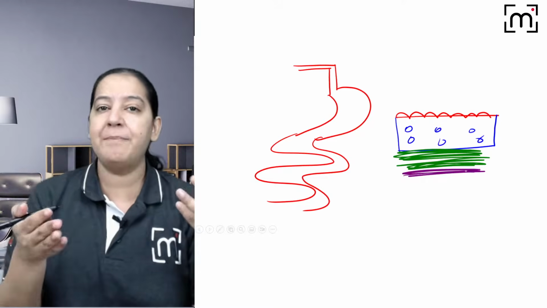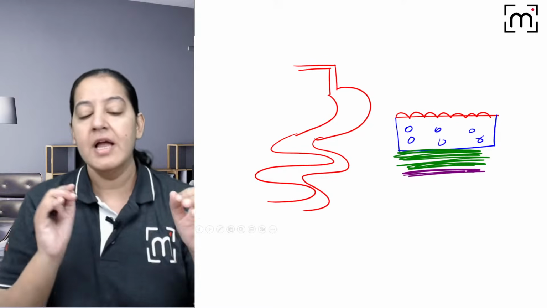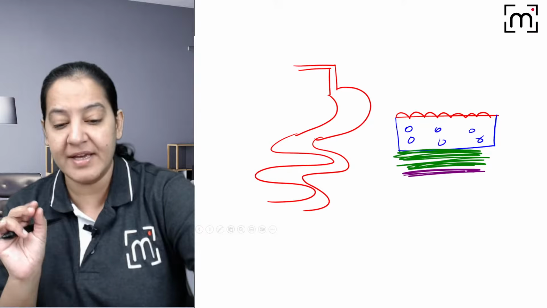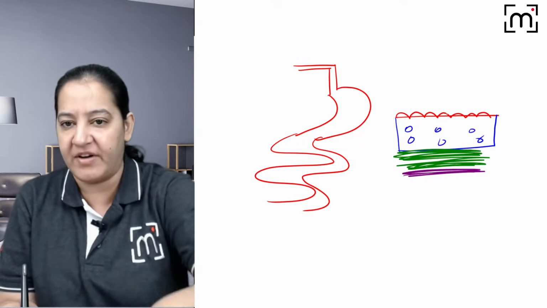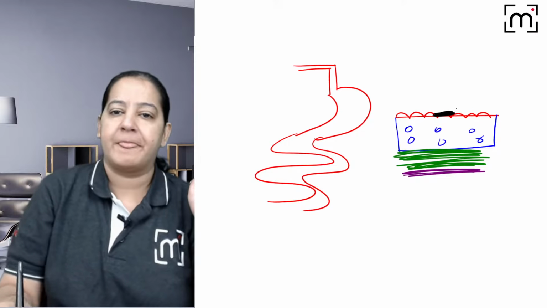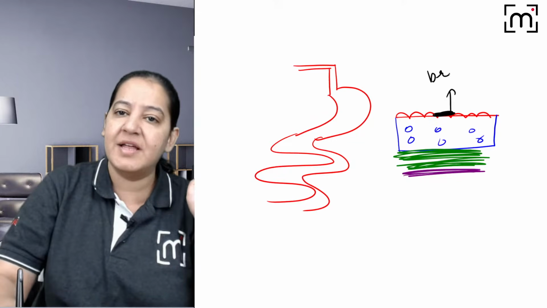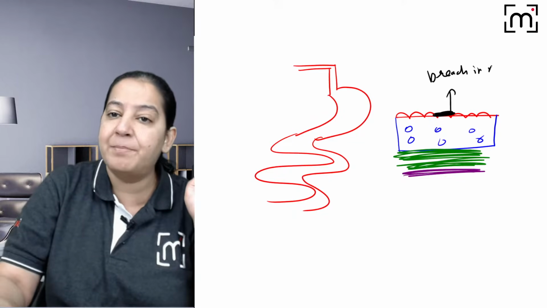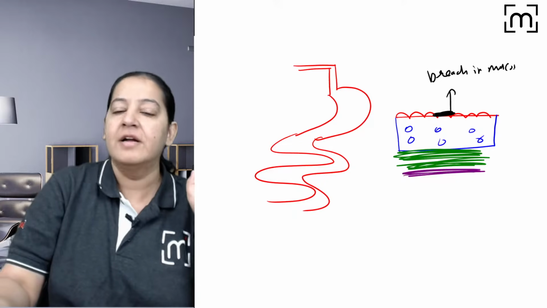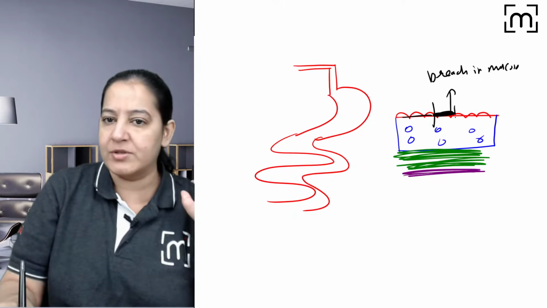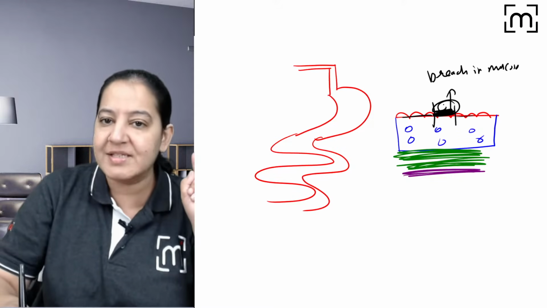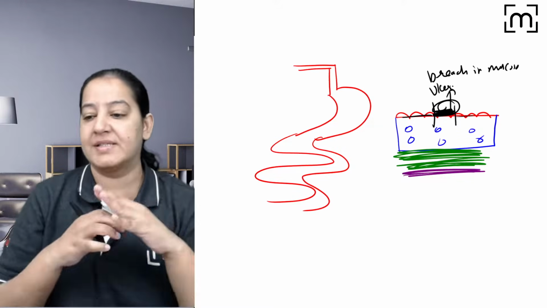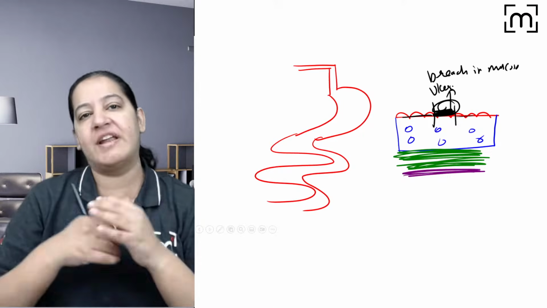Now, to define peptic ulcer, I have drawn the 4 layers. Peptic ulcer is a breach in the mucosa. You know the word breach means break. So there is mucosa, and in between, the mucosa is discontinuous. This portion is the ulcer. That is the pathological definition of ulcer.